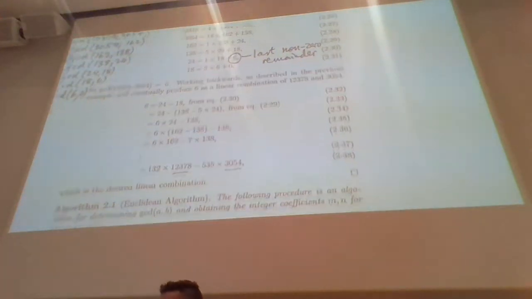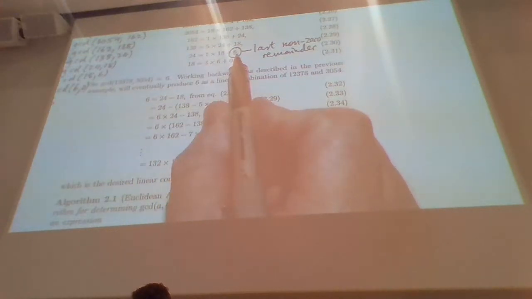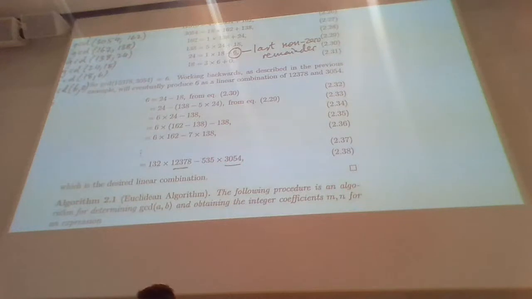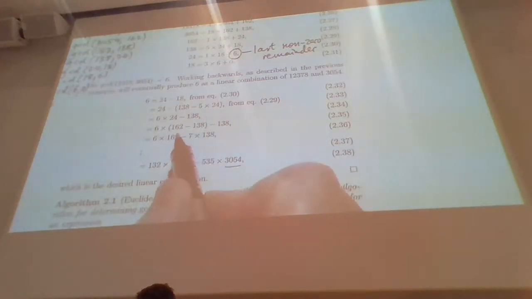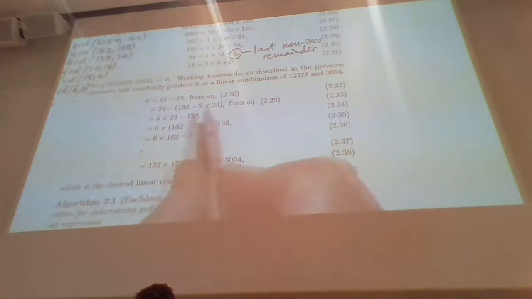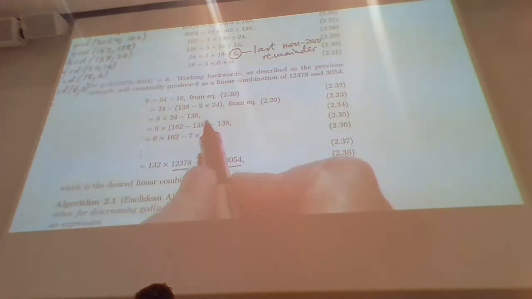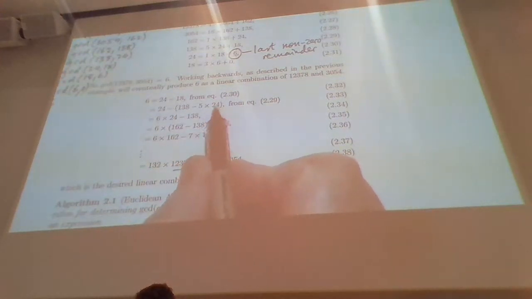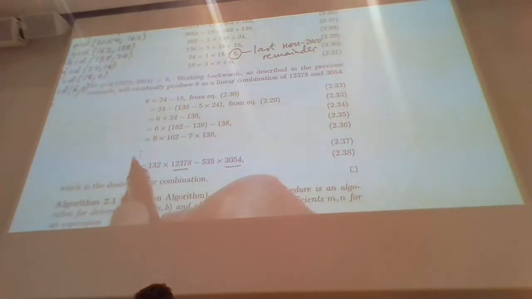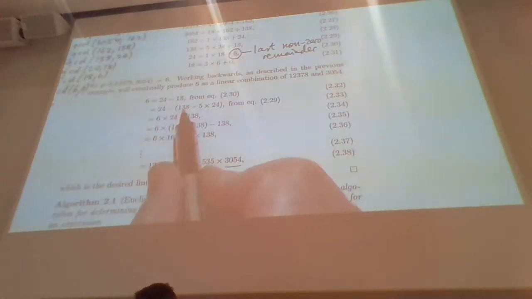You can see that working in the previous example here. This second last equation gives 6 as 24 minus 18. And the previous equation gives you 18 as a linear combination of 138 and 24. So you substitute that in and collect together terms. You don't evaluate any of these products or anything, you just collect the terms. You've got some 24s here, some 24s here, 6 24s and minus 138.